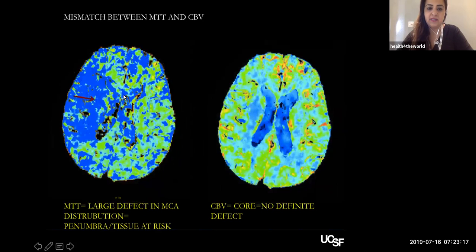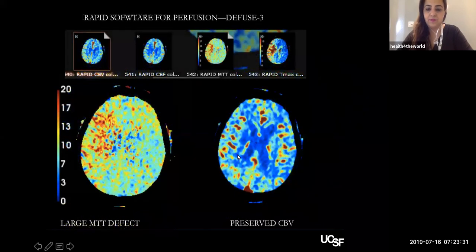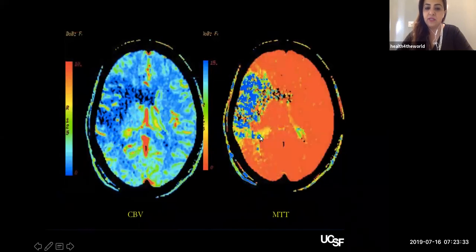Here we can see that there's a mismatch between the MTT and CBV. The CBV does not show any defect, but the MTT shows a large defect. So there's a mismatch. So that means there is viable tissue. As compared to this patient, in which there's a large defect on CBV and a large defect on MTT, which suggests that there is no viable tissue, and this is just dead tissue.